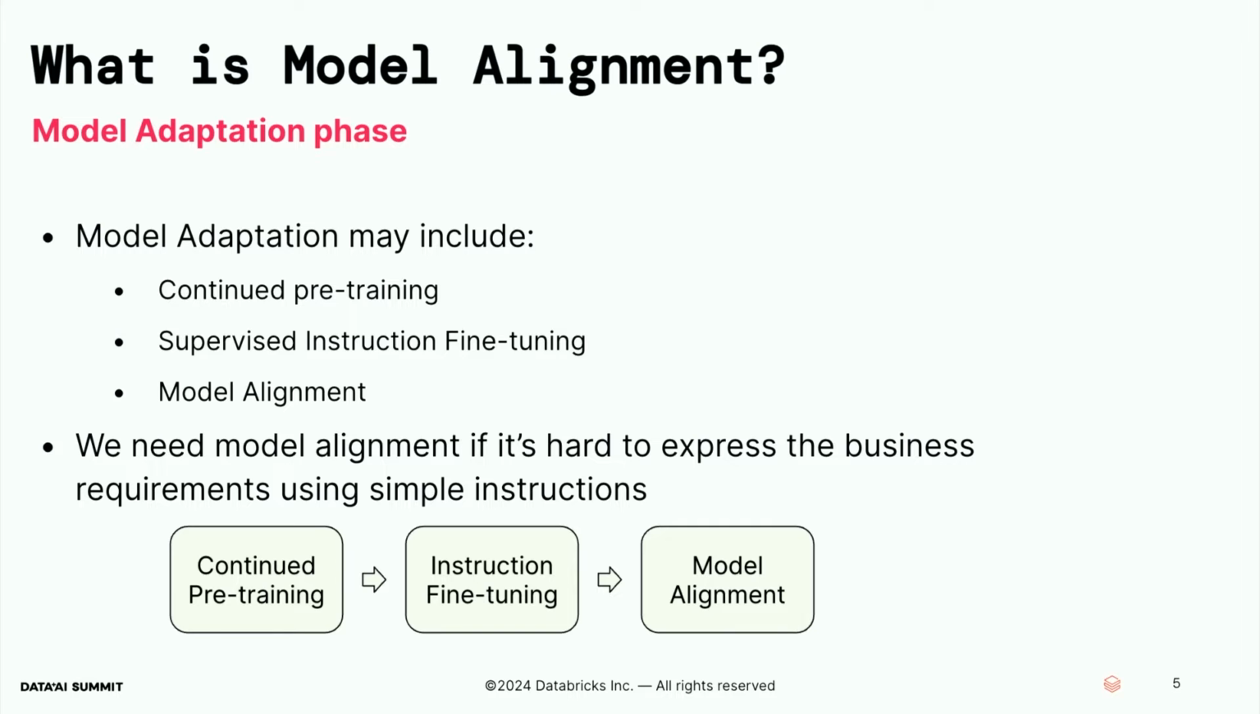After that, we can create our instruction fine-tuning data set and do instruction fine-tuning. That's how we let the model learn the actual task, because our task can be different. It can be text generation, maybe summarization, maybe something different. That's where we let the model learn that. And if our requirements are very complicated, we cannot just express them with the instruction fine-tuning data set. In that case, we need to do an alignment.